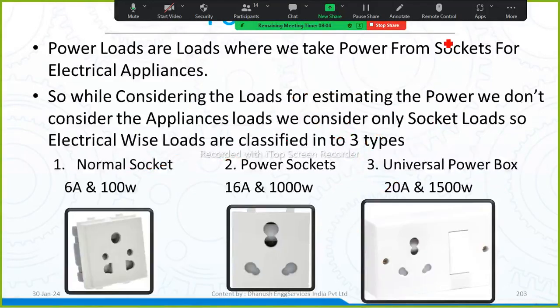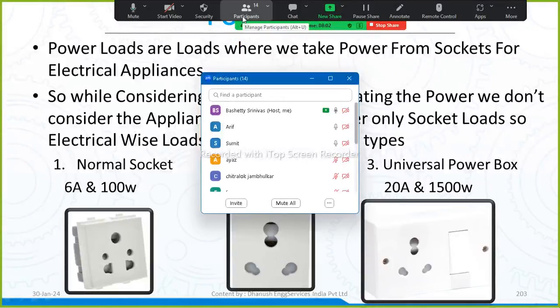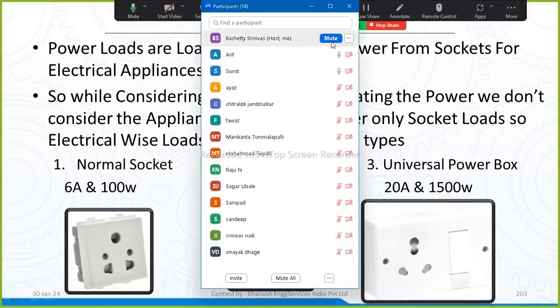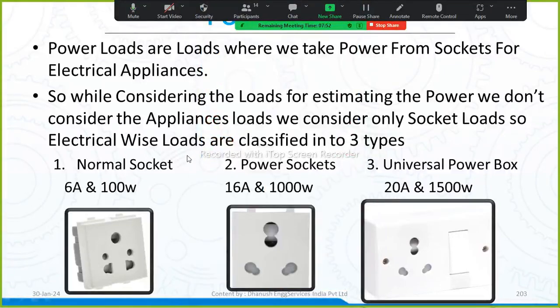Now the next one is power sockets. What are power sockets? We need to consider the sockets also. When it comes to power sockets, I already gave the power sockets according to standards in each and every room. Power loads are the loads where we take power from a socket for electrical appliances. While estimating the power, we don't consider the appliances, only the socket load. Normal socket: 6 amps, 100 watts. Power socket: 16 amps, 1000 watts. Universal: 20 amps, 1500 watts.